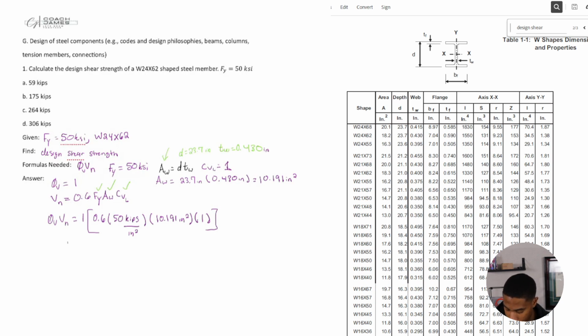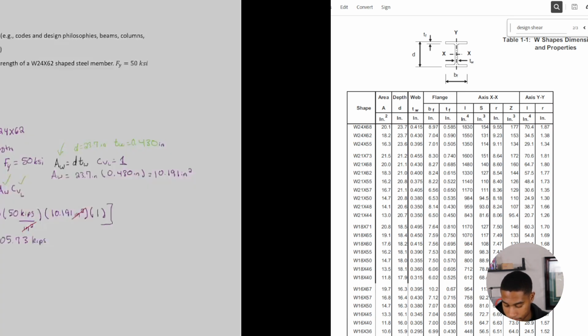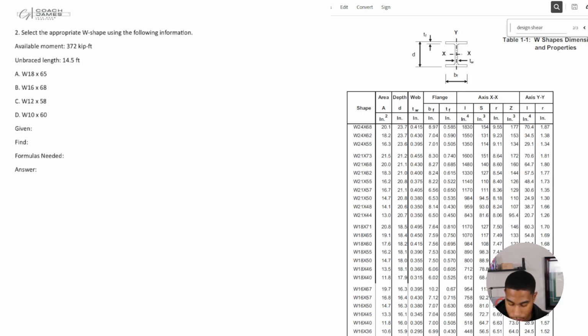All right, so for my ultimate design strength, I end up getting 305.73 kips, right? Once you write everything out nicely, you know that your units cancel, and you're just left with kips. Okay, so my answer is going to be D. A lot of parts to put together, but once you get it, you're good to go.